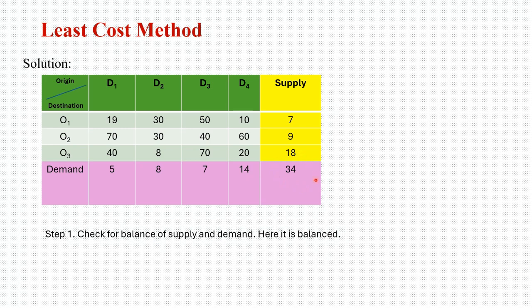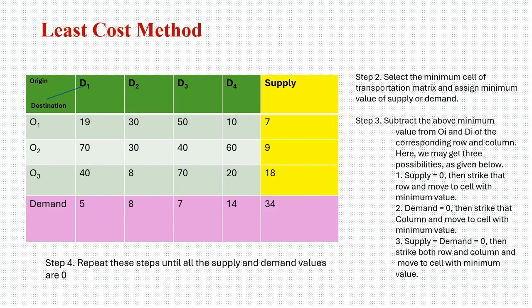Step 2. In least cost method, here this 8, this is the least of all the values, hence we will start from here. Here supply is 18 and demand is 8, 8 is less, so 8 is minimum value assigned. Here 8 minus 8 becomes 0. Here 18 minus 8 is 10. Since demand becomes 0 here, this column is cancelled.